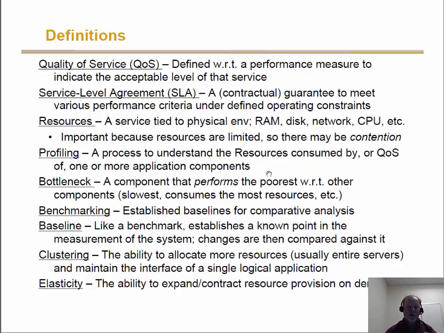Clustering: the ability to allocate more resources, usually entire servers, but it could be any one or combination of computational resources, and maintain the interface of a single logical application. So our ability to add more copies of something, not just servers, but more copies even of a software service, but not have to change clients so that they're aware that there's multiple copies. And then finally, elasticity: the ability to expand and contract resource provisioning on demand, scale up, scale down. Elasticity is a term we commonly hear with the cloud nowadays. So there's a, no pun intended, set of definitions. From here, I'm going to go forward next and talk about scalability.